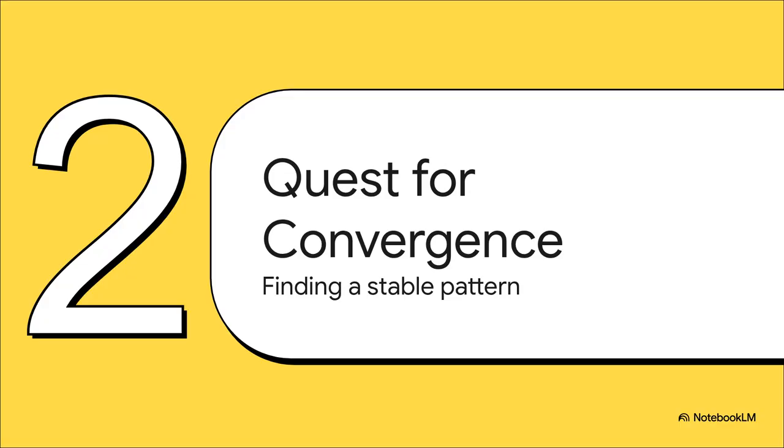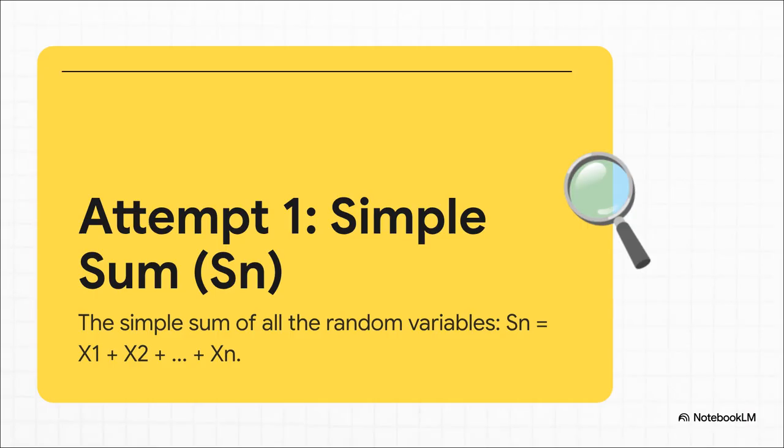So seeing this is super cool, but for it to be actually useful, we have to be able to describe it with math. Our goal here is to find a way to handle this sum so that as we add more and more variables, its shape doesn't just spread out and disappear, but actually settles down, or converges, to a single, stable form. So our first instinct, the most obvious approach, is to just look at the simple sum. We'll call it S sub n. Makes sense, right? We're adding things up, so let's just track the total sum and see what it does.